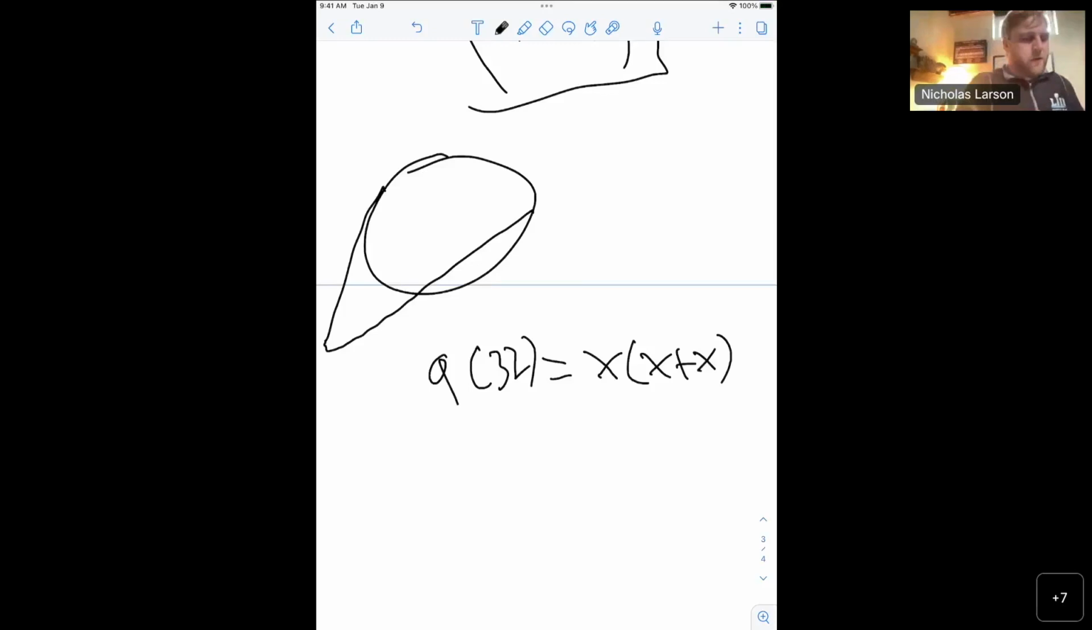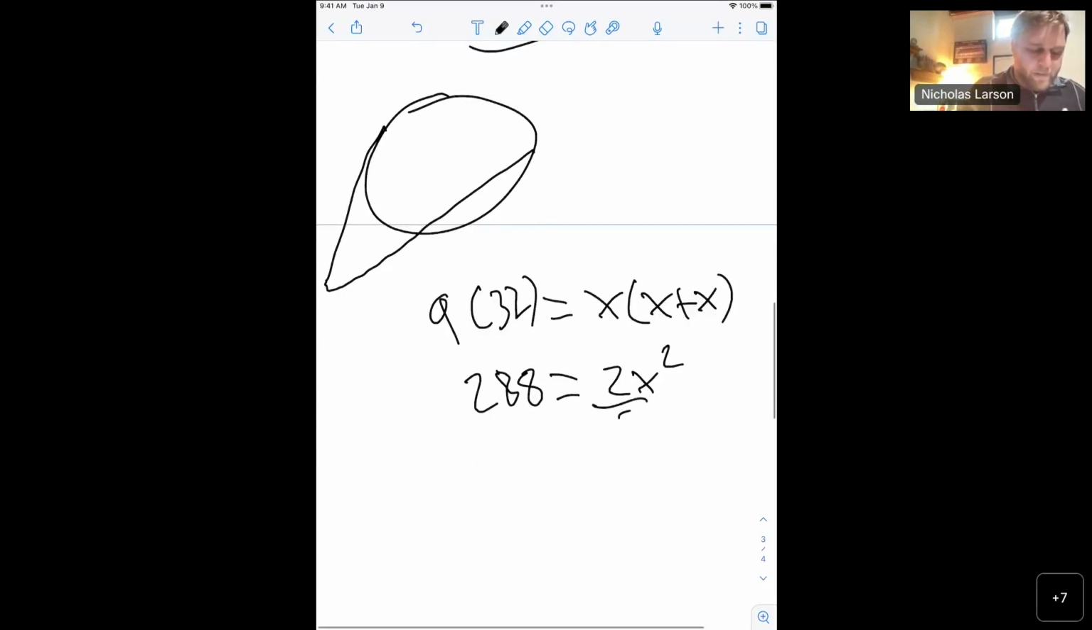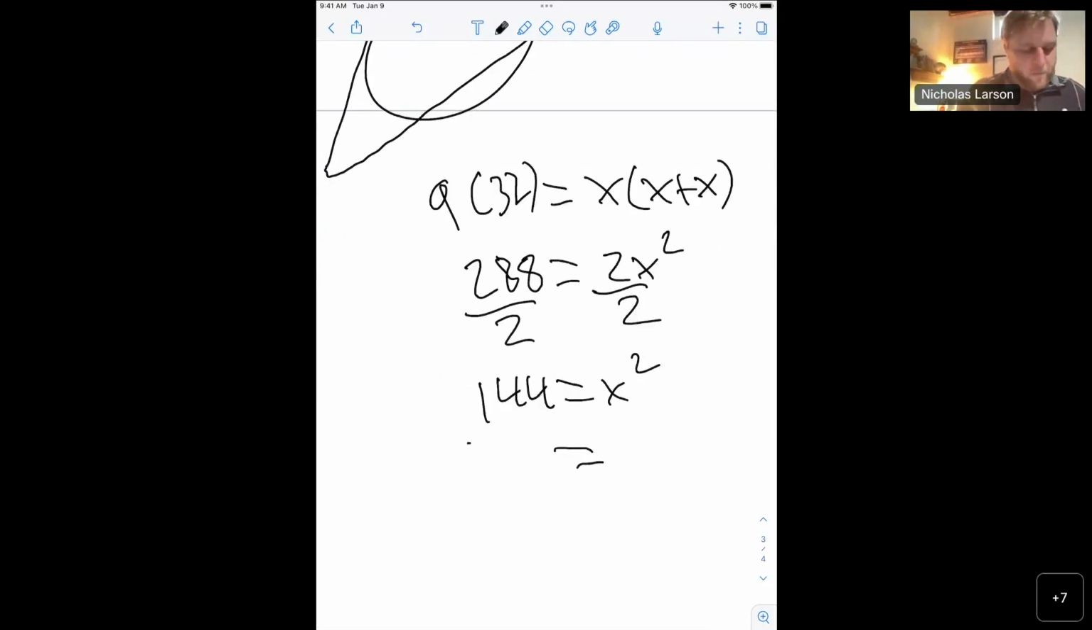When we go through this, 288 equals, you could say x plus x is 2x, so this is 2x squared. Divide by 2 to get 144, and then the square root of 144 is positive and negative 12. Negative 12 doesn't make sense. Therefore, my answer has to be positive 12.